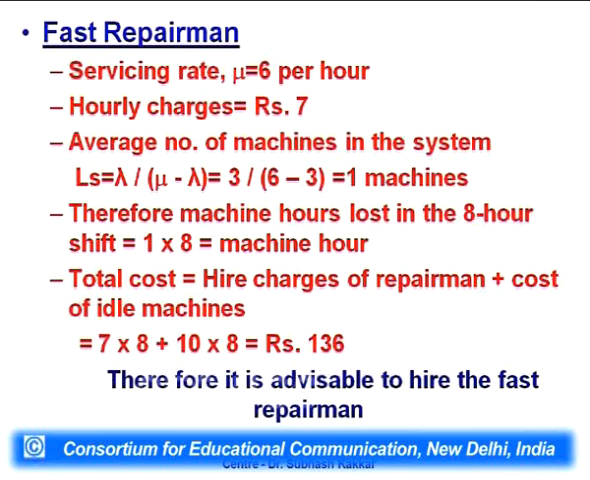Total cost now, hire charges of the repairman plus cost of idle machines, as we did in the case of the slow repairman. In this case, 7 into 8 plus 10 into 8 is rupees 136. So, against 280 rupees, we are to spend only 136 if we hire the fast repairman. Therefore, the answer is that it is advisable to hire the fast repairman as the charges are less in this case.